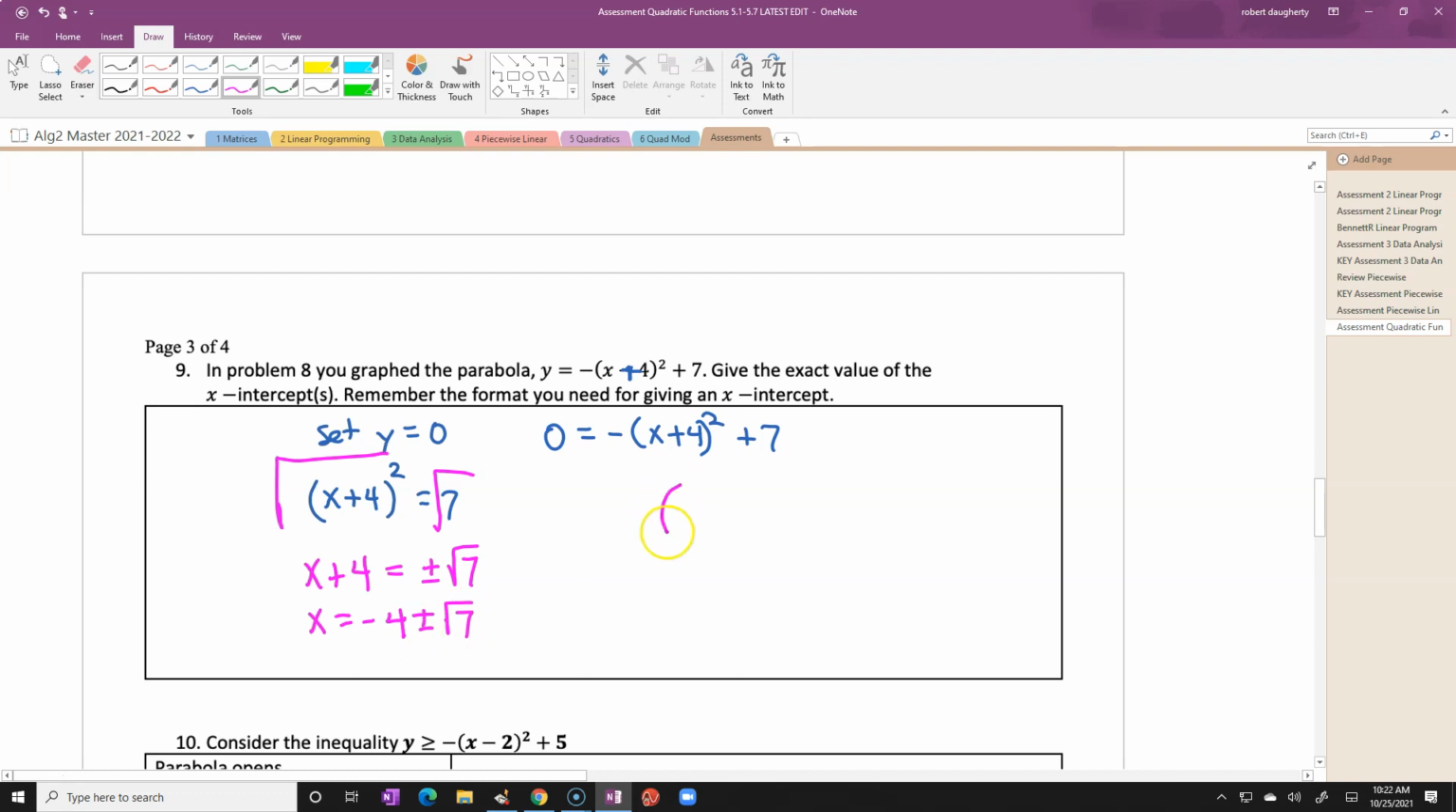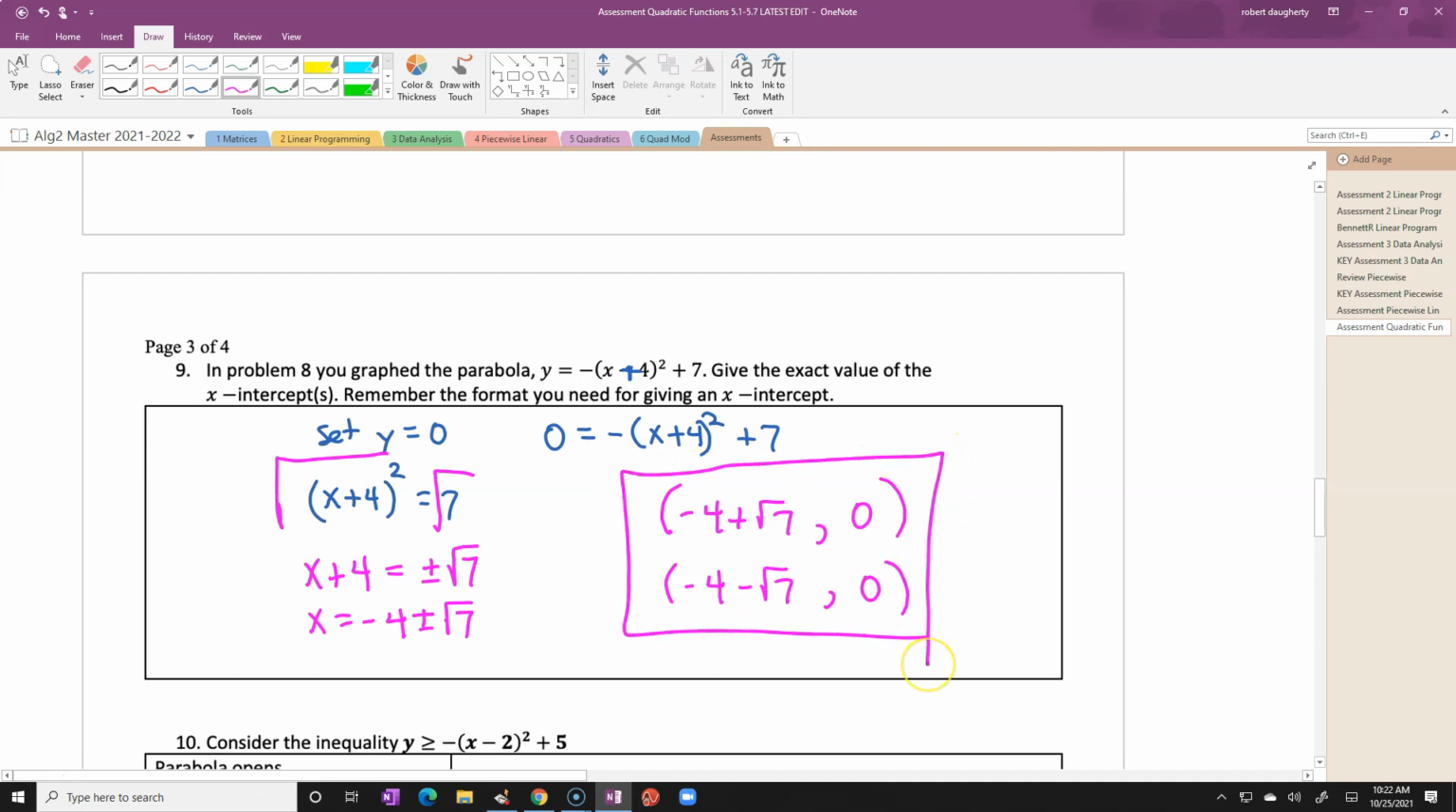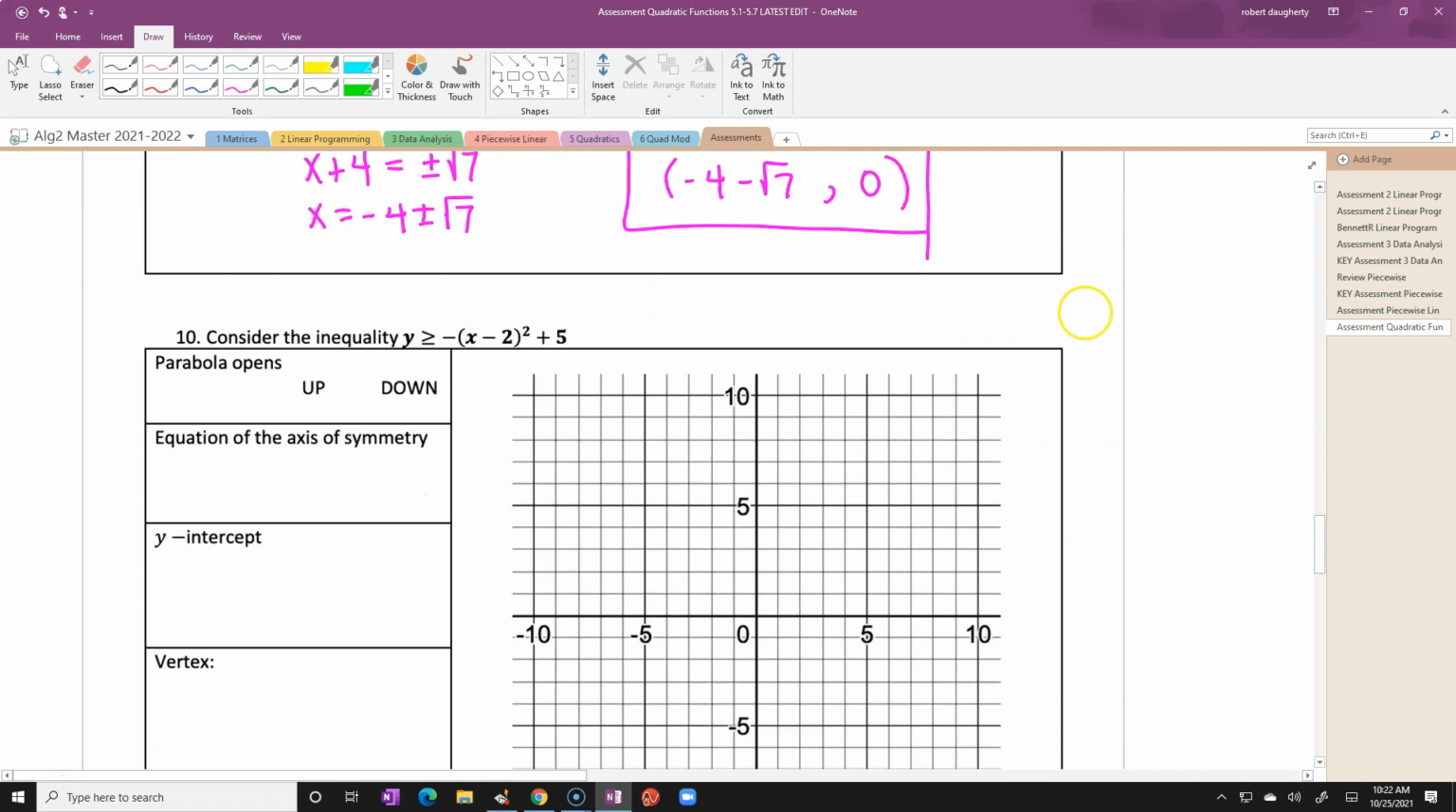Your x-intercepts are points. One of those points is negative 4 plus the square root of 7, and the y-coordinate is 0. The other of those points is negative 4 minus the square root of 7, and there we go. That is the only way to write x-intercepts. They have an x-coordinate and a y-coordinate.